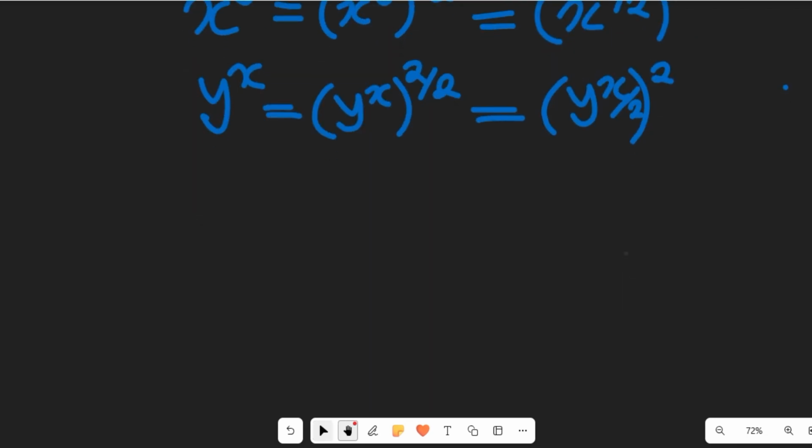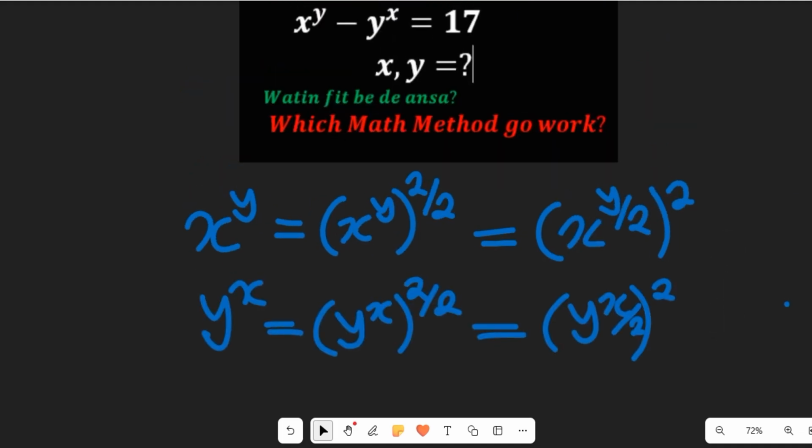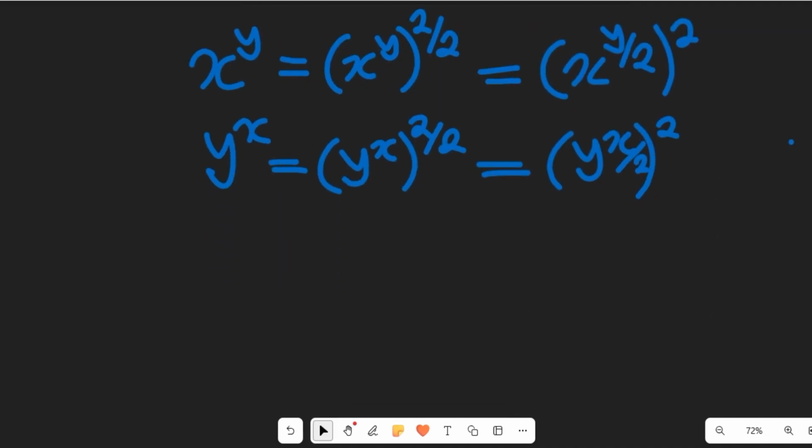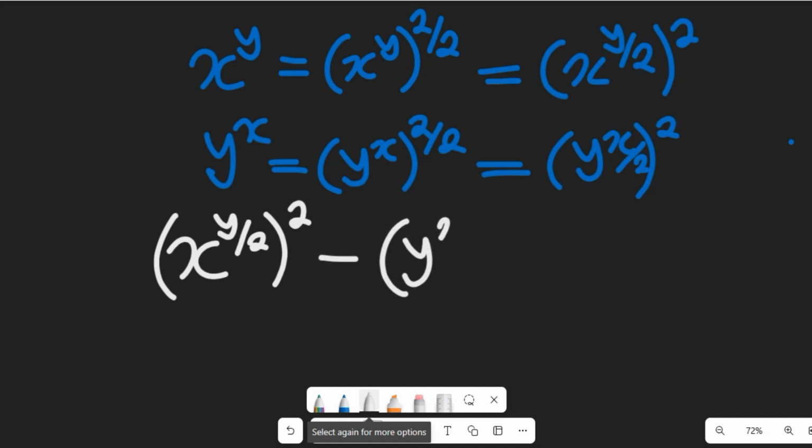Wetin we go do now na to insert dis and dis and replace am with dis two expression wey dem give us here. So when we replace am, dat expression go now give us x to the power of y divided by 2 all squared minus y to the power of x divided by 2 all squared, and dis will be equal to 17.